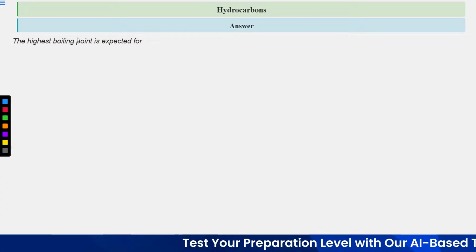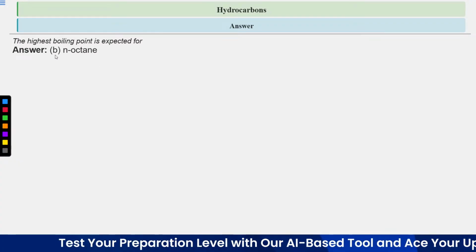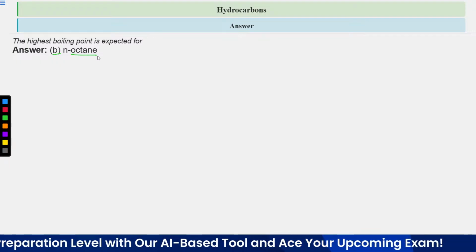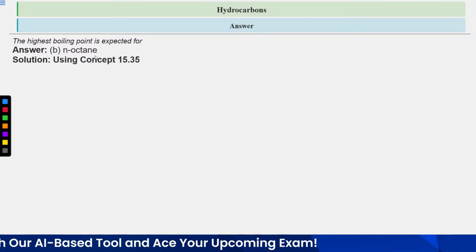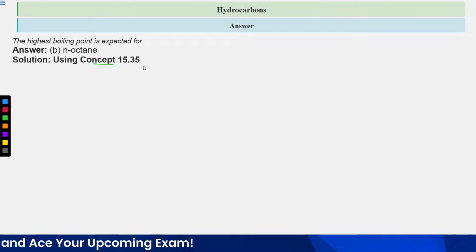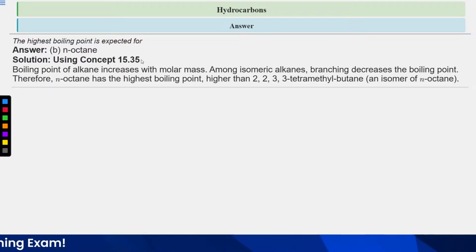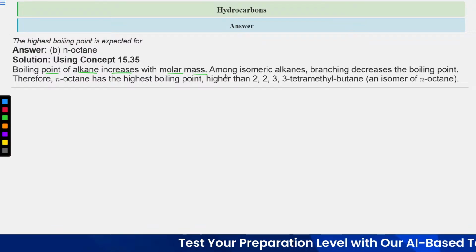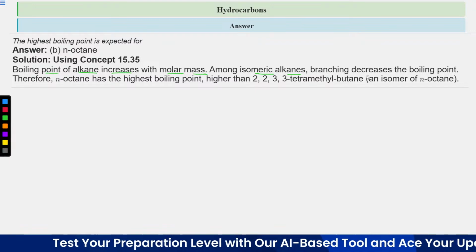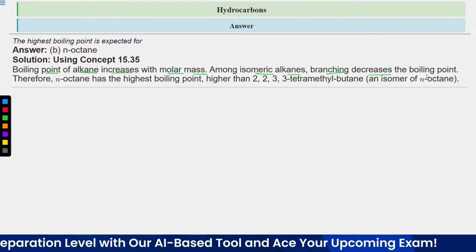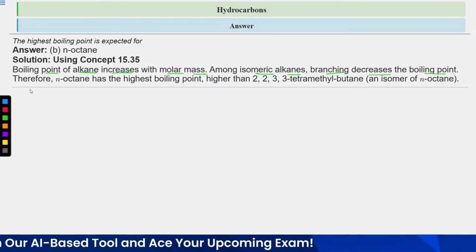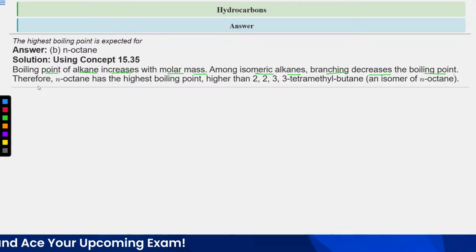So for the given question, the correct answer is option B, that is N-octane. Using concept 15.35, boiling point of alkane increases with the molecular mass, or you can say molar mass. Among the isomeric alkanes given, branching decreases the boiling point, right? Because if you increase the branching in the isomeric alkanes, it will decrease its boiling point because the surface area will decrease.